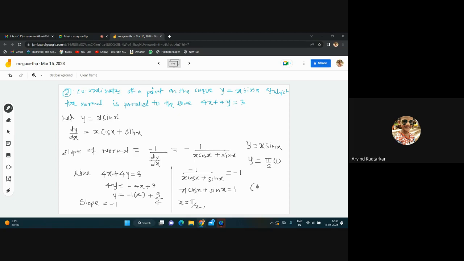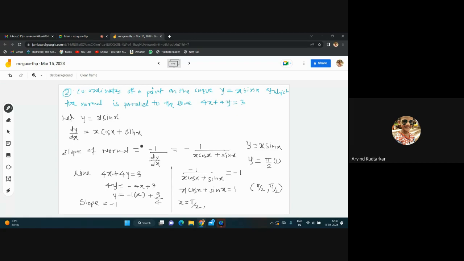The abscissa is pi by 2 and the ordinate is pi by 2. So (pi by 2, pi by 2) is the point on the curve y equals x sin x. Find the point which lies on the curve, but the condition given is that the normal is parallel to the line, meaning the slopes of the normal and the line will be equal. How do you find the slope of the normal?